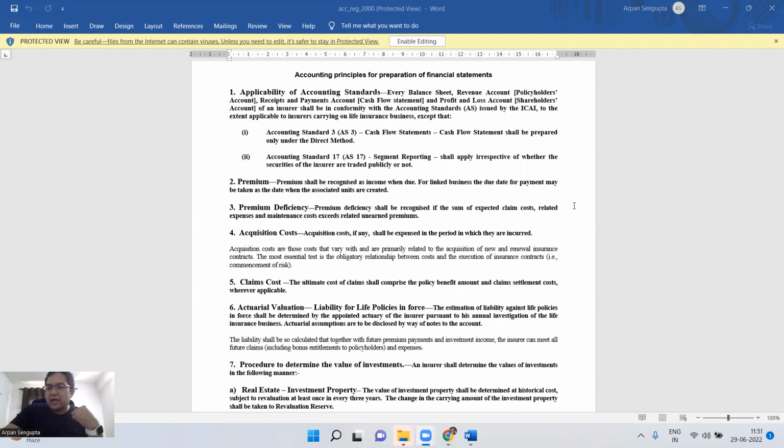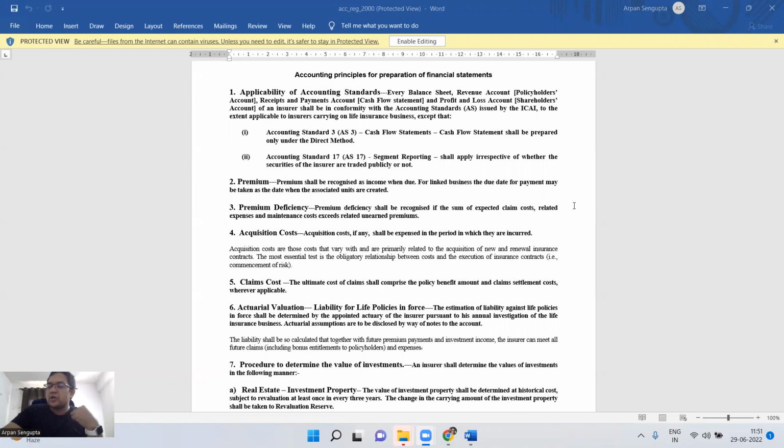Now, as per the accounting standard, every insurer carrying on life insurance business needs to follow the guidelines issued by ICAI. The balance sheet, the P&L account, which is the shareholder account, because the profit in the P&L belongs to the shareholder, right? And the revenue account, which is the policyholder account. This is the profit or the surplus that arises in the participating policies, and that belongs to the policyholder, right? So by this logic, we can understand that it is split into two parts. One is for participating, one is for non-participating. The financial statements would be like that, right?